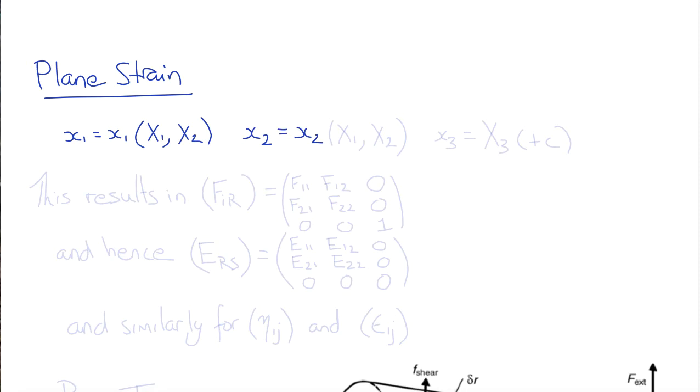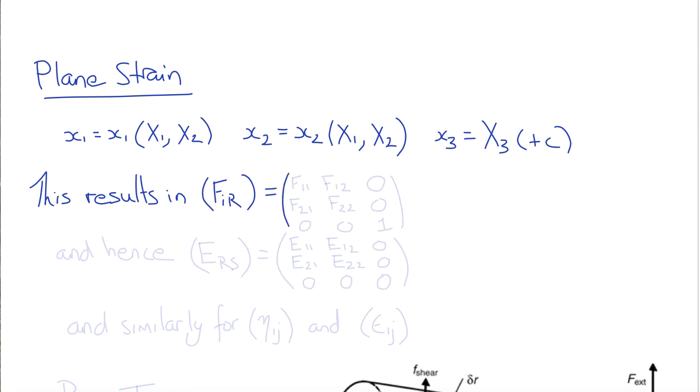Well, there's an analogous definition of a plane two-dimensional strain situation, and that's one in which the deformed coordinates little x1 are only functions of the original coordinates big X1 and big X2. Similarly, little x2 are only functions of big X1 and big X2, and little x3 is equal to big X3, or optionally plus a constant, which would just be a rigid body translation in the three direction.